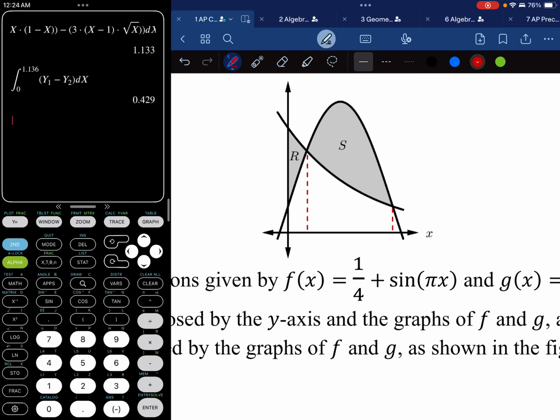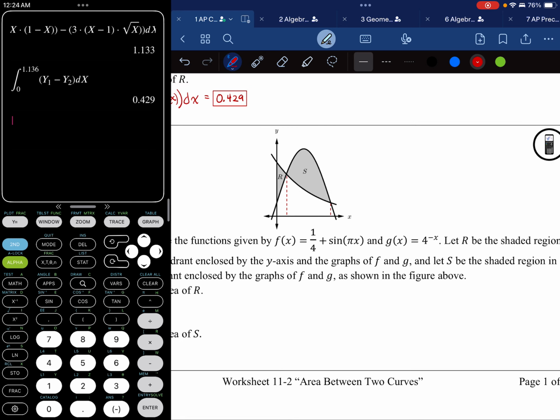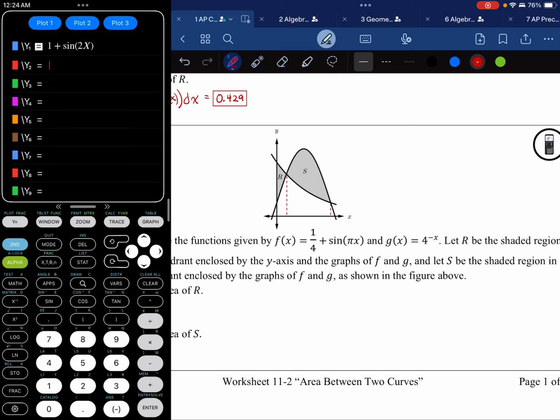So we need to graph these things. Let's plug these into our calculator. Our y equals button. Let's clear these functions out and put f of x as my y1. I don't think I need to write that on any of them. They're always going to be in the order that they're presented. So it's going to be 1/4 plus sine of pi x. So far, so good.